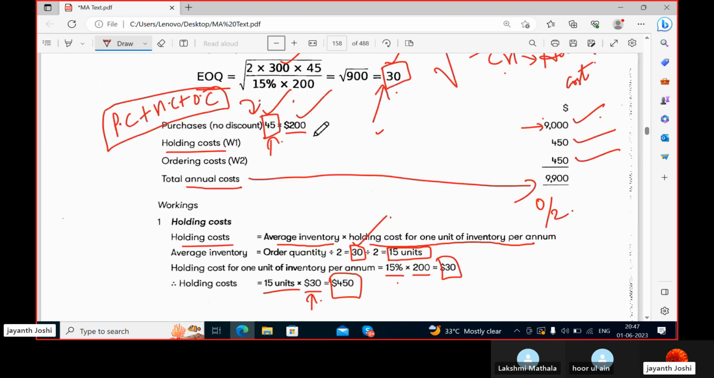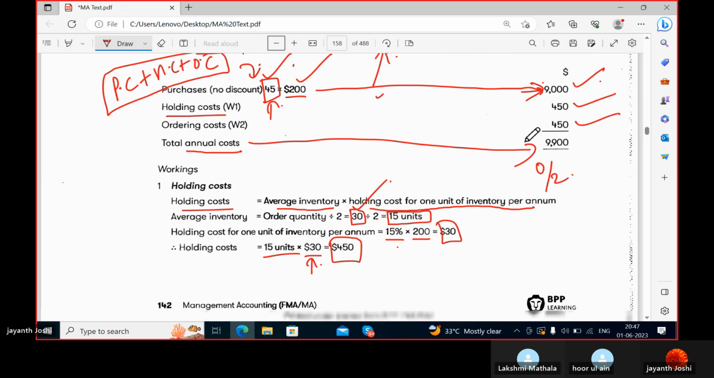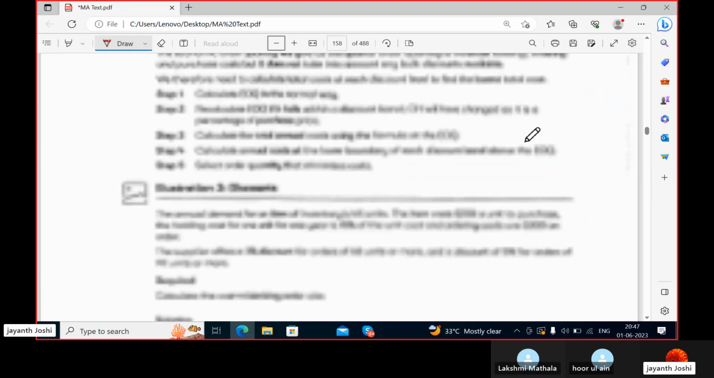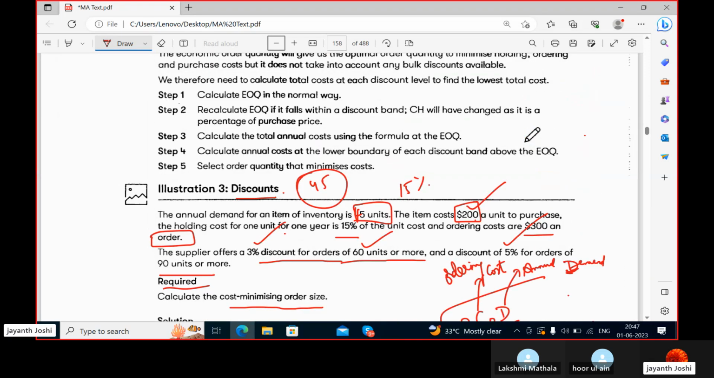So what is your purchase price? What is your annual demand as per the question? The annual demand is 45 units. Okay. But this is more than enough for you to suffice. That means this is sufficient for you.